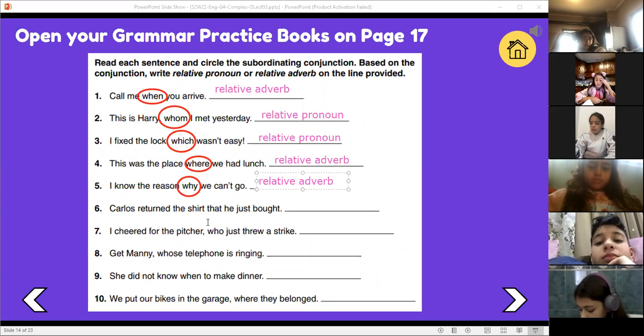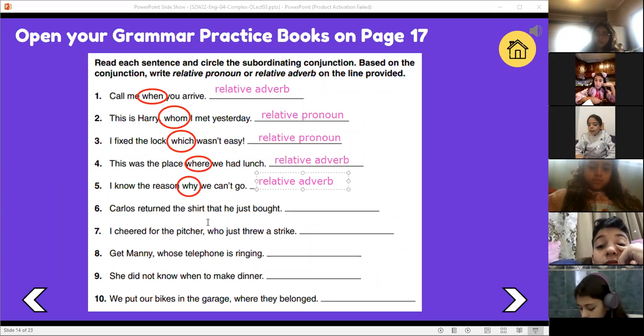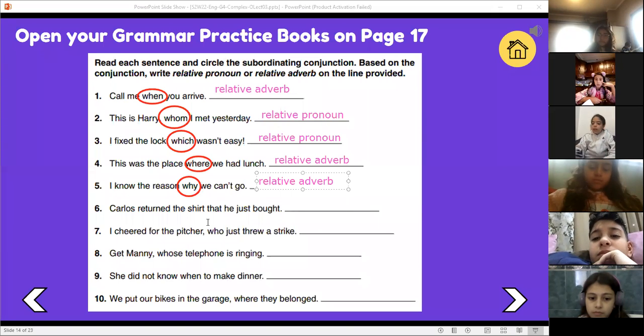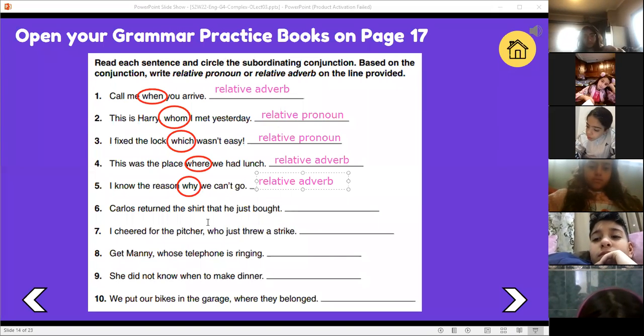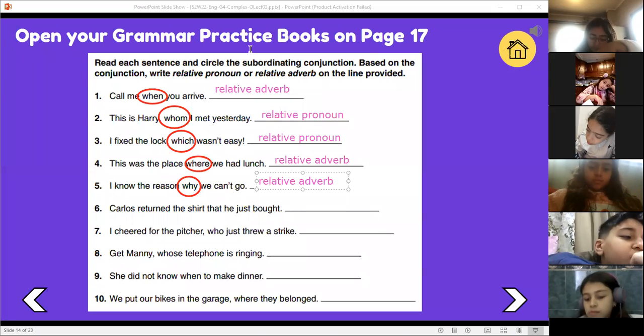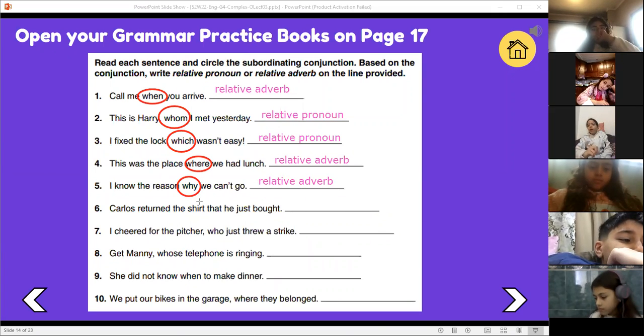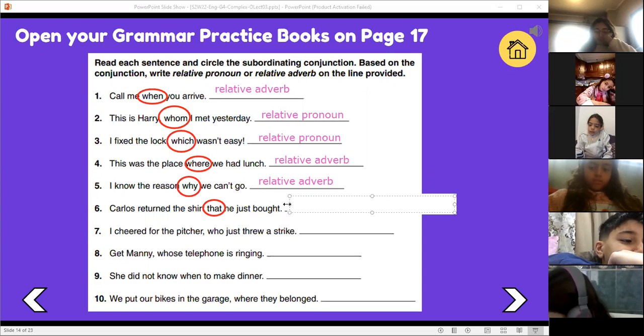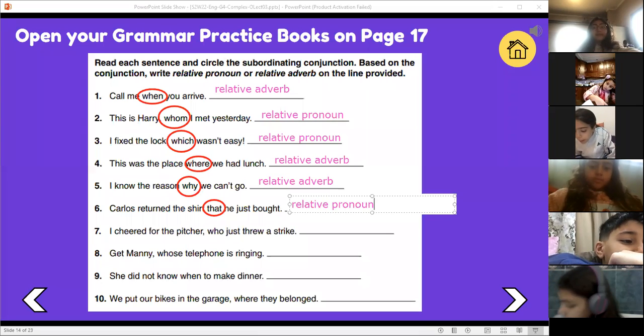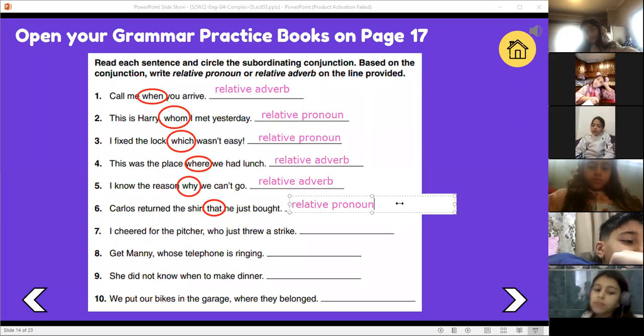Let me have Ibrahim Hijaz. Yalla Ibrahim, help us. Number 6, please, Ibrahim. Carlos returned the shirt that he just bought. That is a relative pronoun. Yes, excellent. That is the subject. Yes, bravo. And it's a relative pronoun. Yes, correct. Bravo, Ibrahim. Because that refers to the shirt.